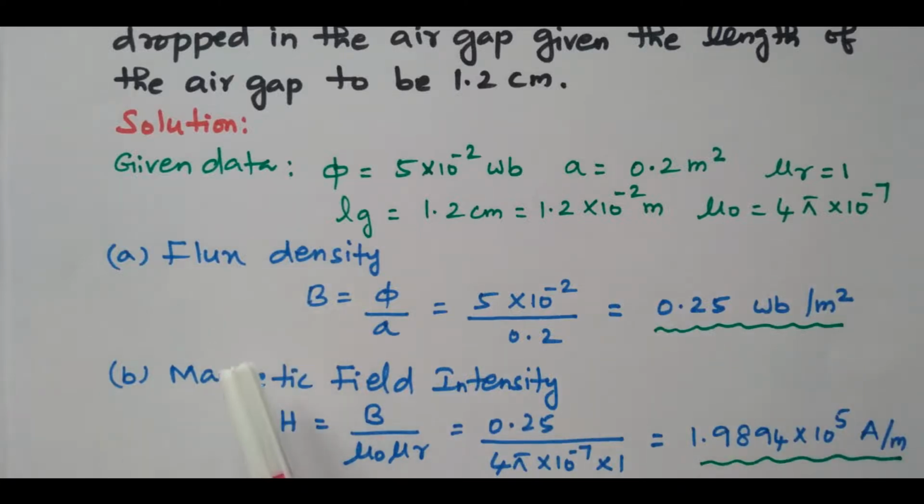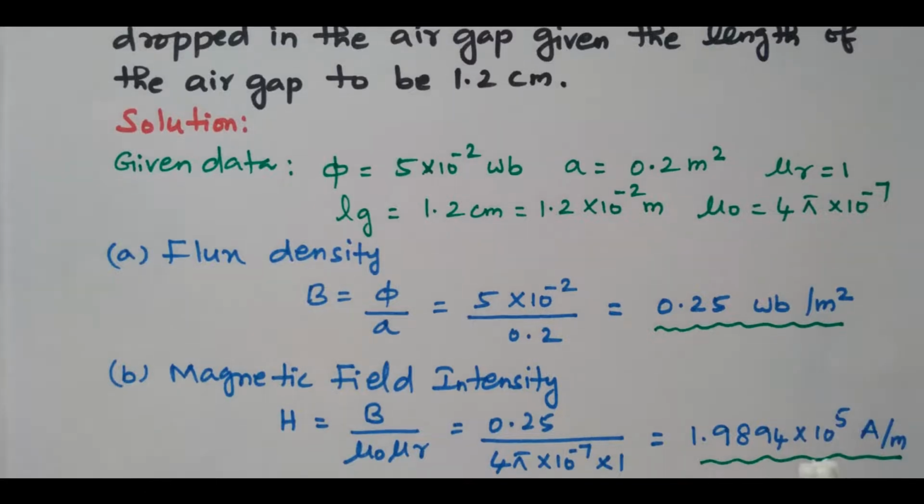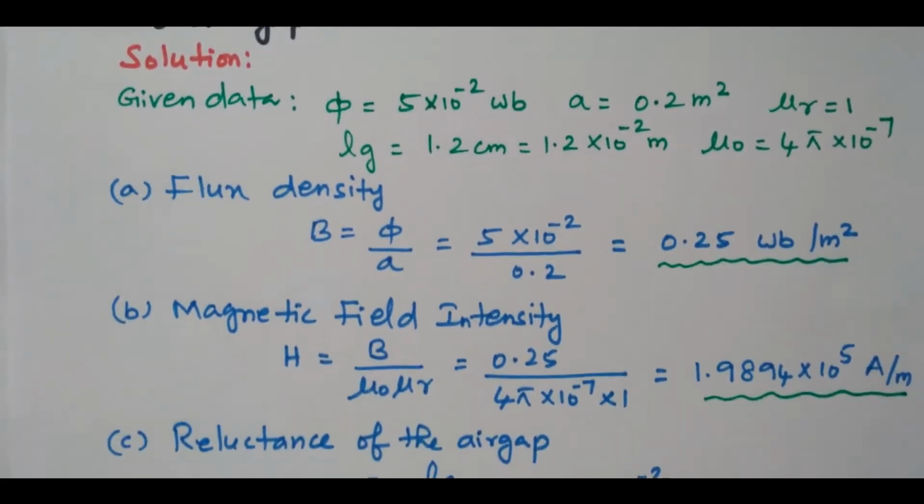Flux density B equals φ by A, flux per unit area. The φ value is 5 × 10^-2 and the area is 0.2. By simplifying this, we got 0.25 Weber per meter square. The unit of flux density is Weber per meter square. Now we'll go to the magnetic field intensity.